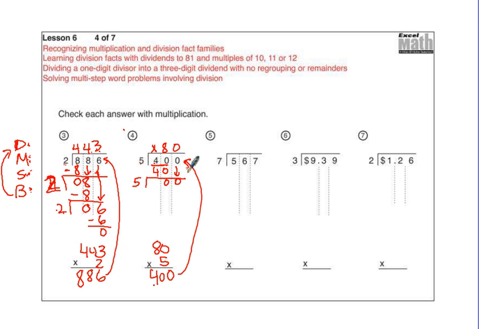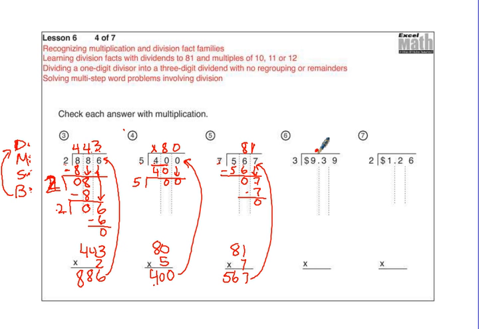Go ahead and pause the video, do 5, 6, and 7, and then turn it back on when you're ready for the solutions. All right, 7 goes into 56 8 times. 8 times 7 is 56. Subtract, get 0, bring down your 7. 7 goes into 7 one time. 1 times 7 is 7, and so you get 0 as your answer. And then you do 81 times 7 right here. 756. Matches up, looking good.